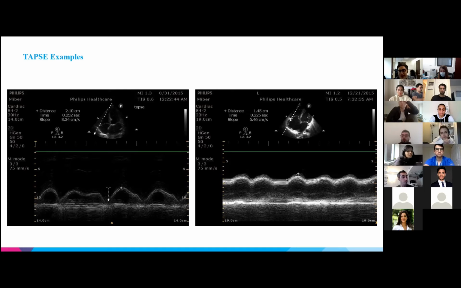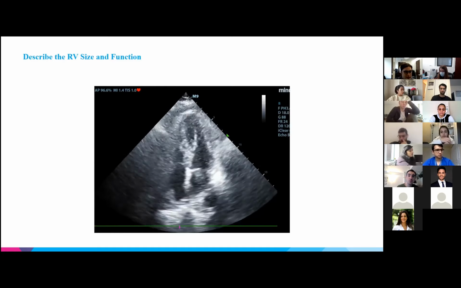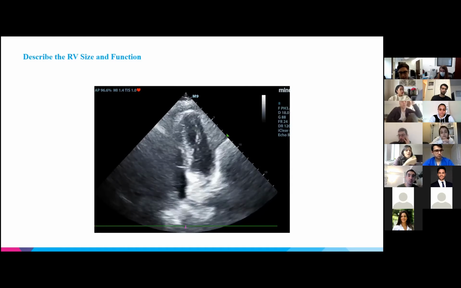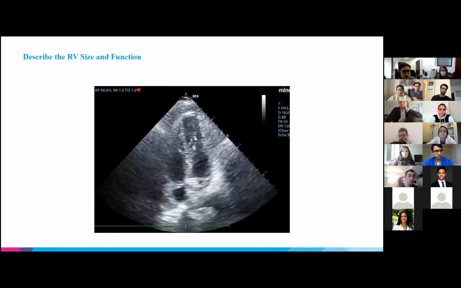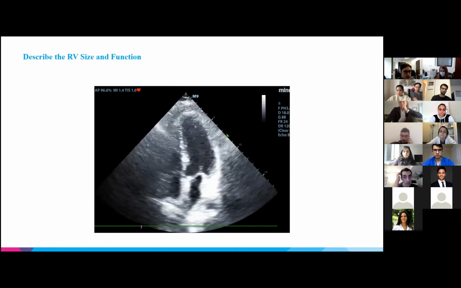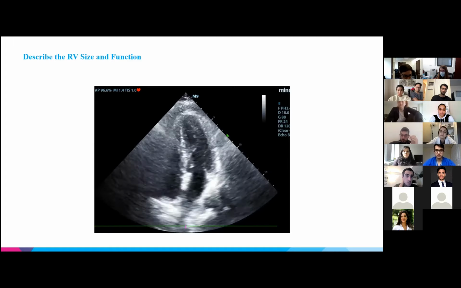I mean, it's hard. These are just examples. Obviously, you'll have to practice at the bedside, whether you're in CCU or an ultrasound elective, wherever you may be. So now we're going to run through some examples where we look at the RV. If you guys can just comment in the chat, you can tell me what the view is, and then what you think of the RV size and function.